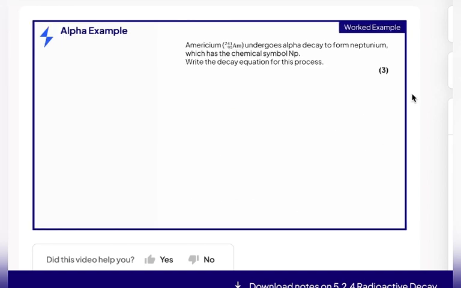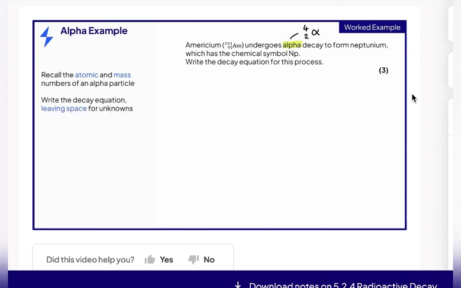Questions on this topic in an exam will often ask you to write out the decay equation given a few pieces of information. Americium undergoes alpha decay to form neptunium, which has the chemical symbol Np. Write the decay equation for this process for 3 marks. First, let's note that this is alpha decay. The first step is to recall the alpha particle's mass and atomic numbers. These are 4 and 2.